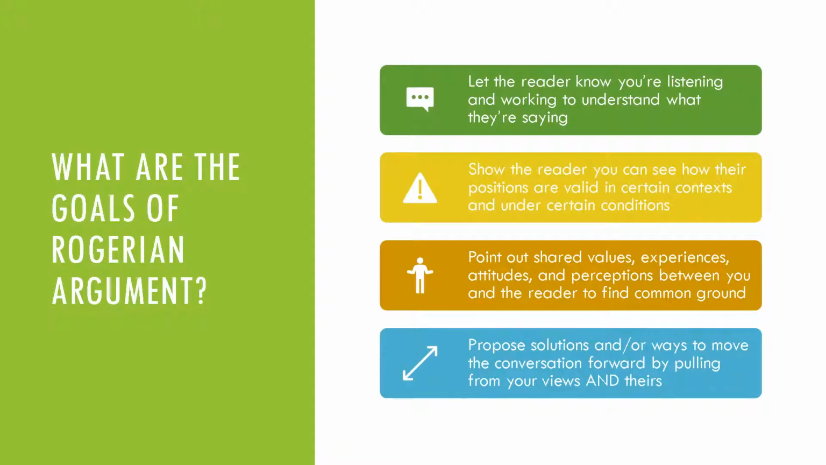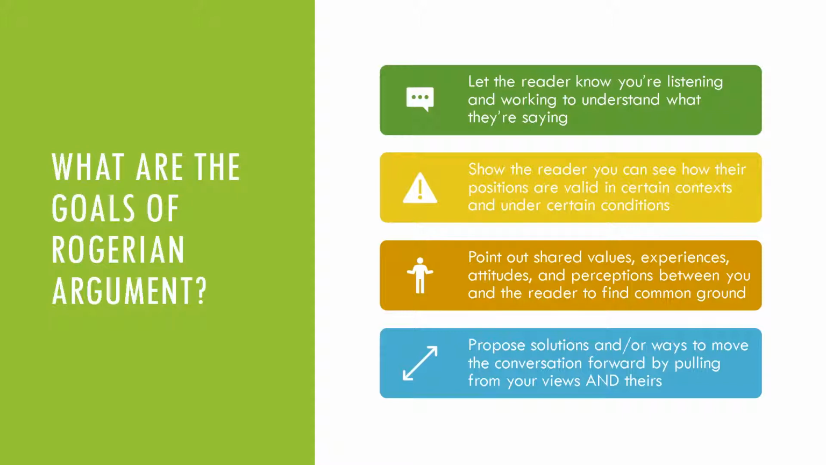So what are the goals of Rogerian argument? Again, you should be able to figure this out from the readings, but just as a way of highlighting some of the goals: let the reader know you're listening and working to understand what they're saying. Show the reader you can see how their positions are valid in some context or under certain conditions. You might not agree with everything they're saying, but you've taken the time to try to understand it and consider how they might view things that way because of certain experiences they've had, or certain conditions in which something might happen. The goal is also to point out shared values, experiences, attitudes, and perceptions between you and the reader in order to help find common ground.